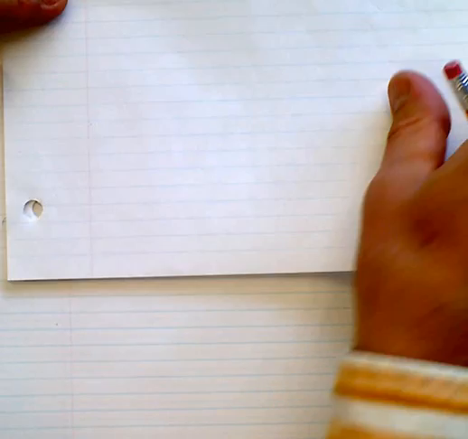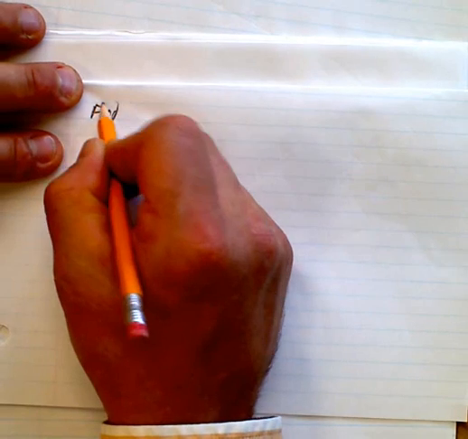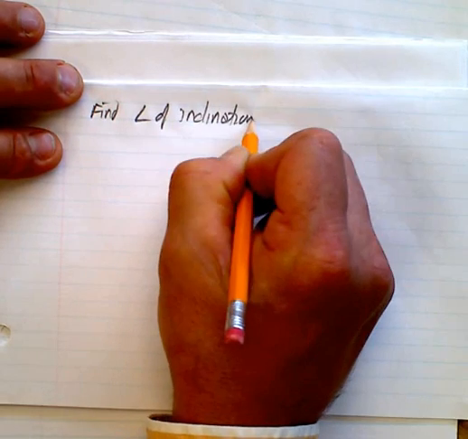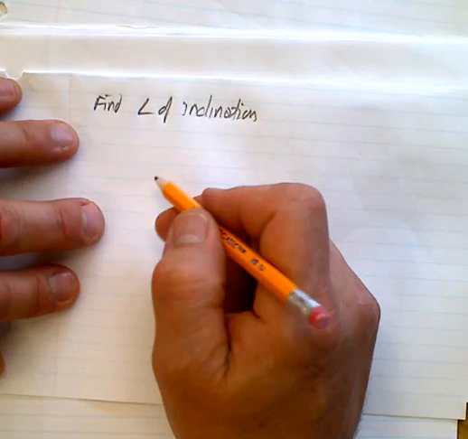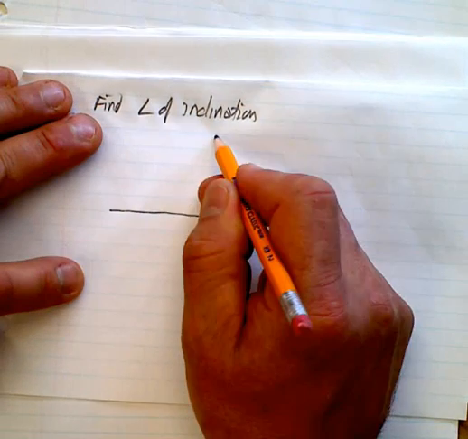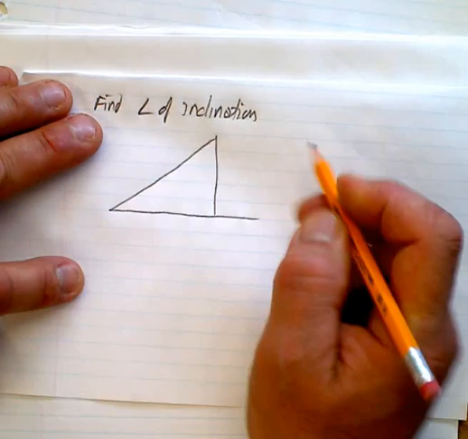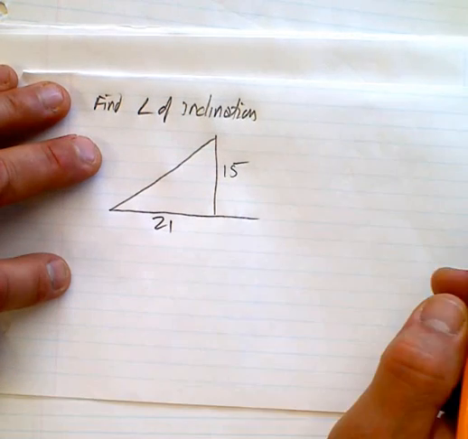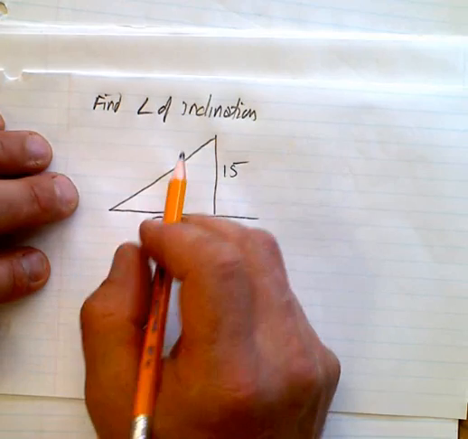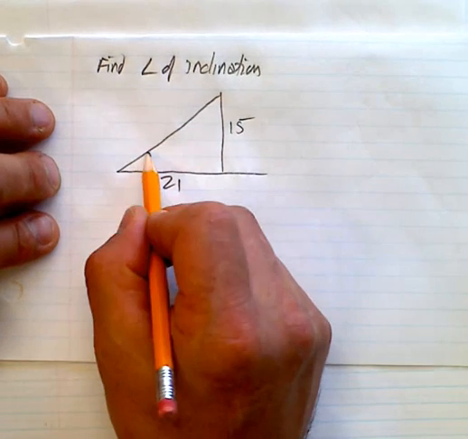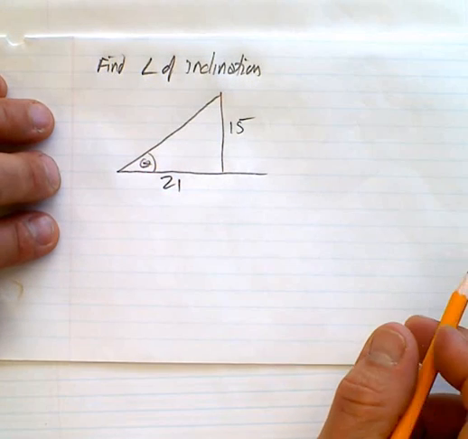Find the angle of inclination. Okay, if you have a triangle that looks like this. Let's call this 15, let's call this 21, and let's find the angle of inclination. So if it's oriented this way, that would be the angle of inclination. Okay, so we're going to go tan theta is what over what, right?